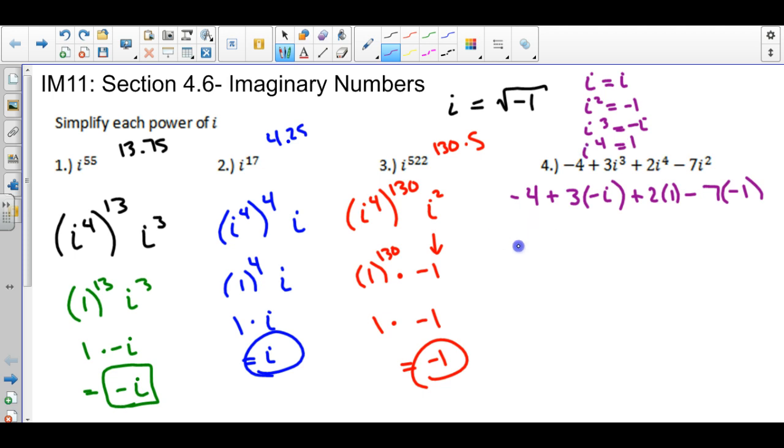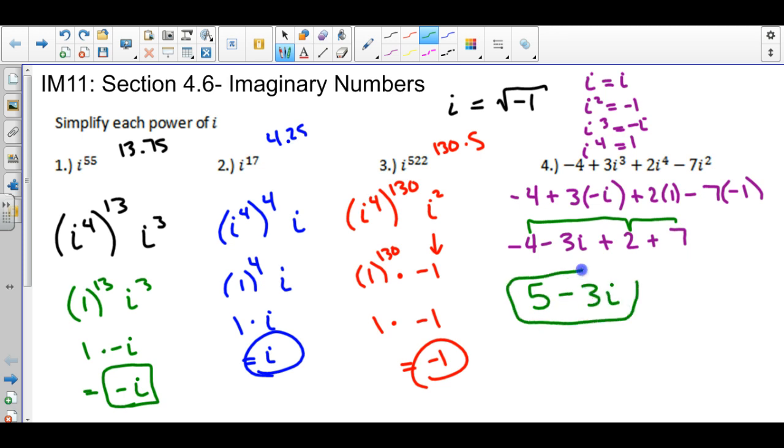Okay, so now I'm going to simplify this again, bring the -4 down. This is going to turn into -3i plus 2, and then this very last part is going to turn into a +7. And then what you want to do is take all the real parts, so the things without i, and simplify these and write that number first. -4 plus 2 is -2, and -2 plus 7 is 5. And then we're going to bring down the imaginary part after it. So there's the real part, which is 5, and the imaginary part, which is -3. So that's what that expression would simplify to.